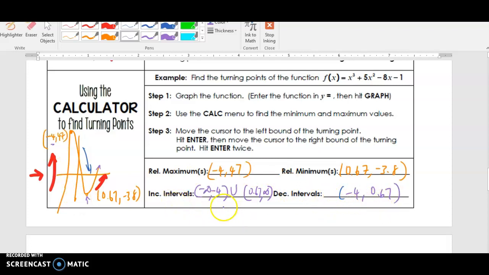So this is how you would find the relative maximum, relative minimum, and also, using those turning points, we're defining where the graph is increasing or decreasing. Okay, I hope this helps.